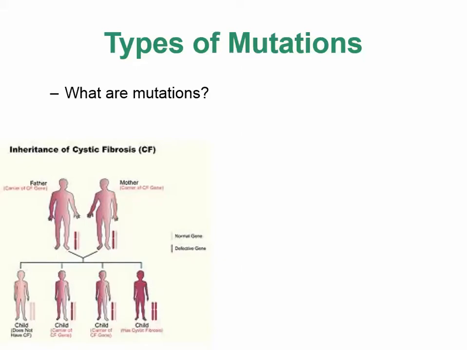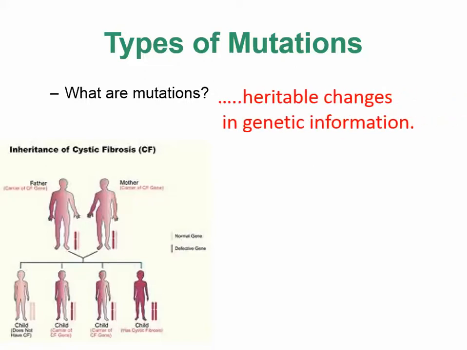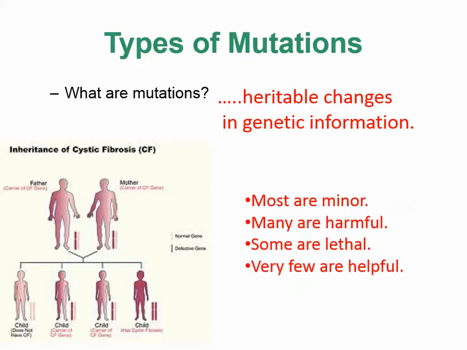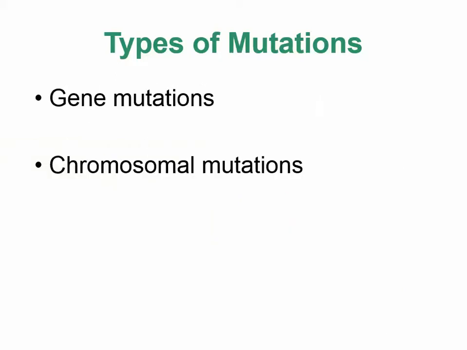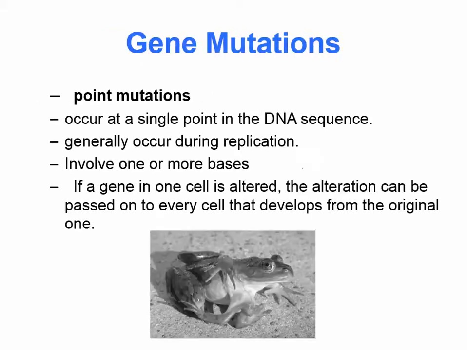This is video 1303, and this corresponds with section 13.3 in your textbook, and we'll be talking about mutations. So first of all, what is a mutation? Well, it's a change in the genetic information, and this change can be a minor change, it could be a harmful change, it could be a lethal change. The two types of mutations we're going to talk about are gene mutations and chromosomal mutations.